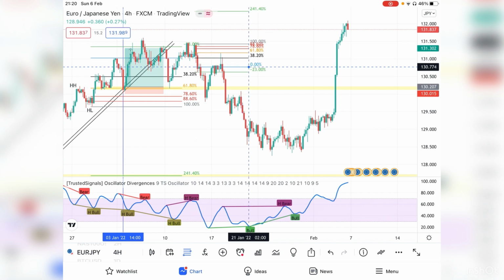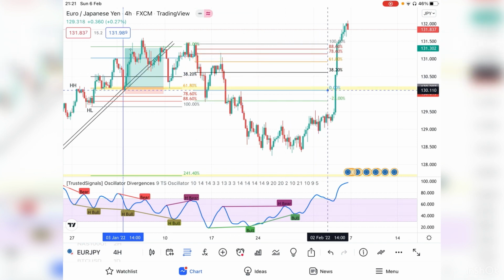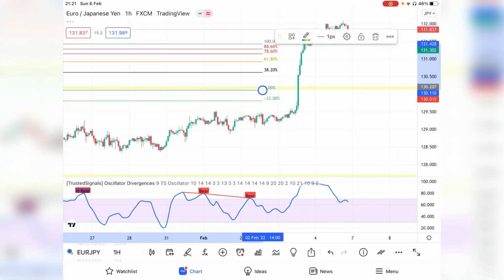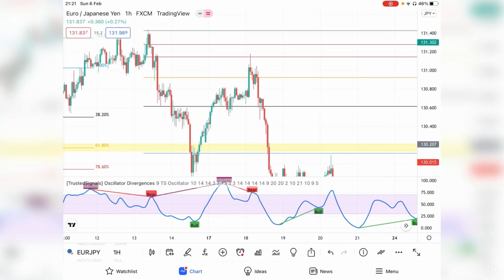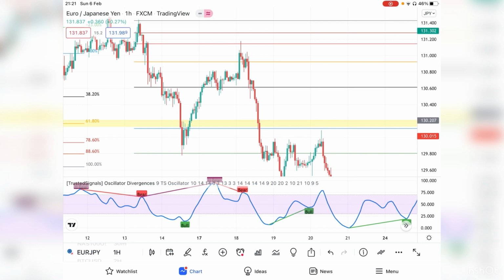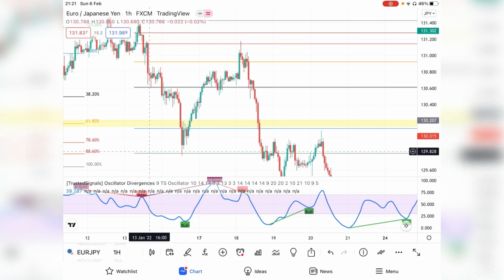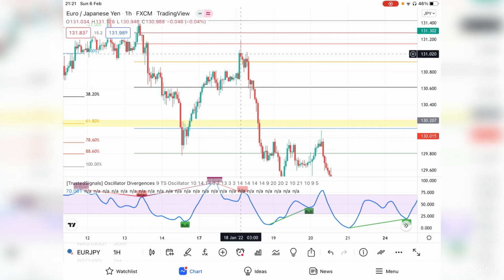Let me show you. Let me see if I'm wrong. Yeah, more 78.6 to 61.8, so still would have been really good. Then what you would have wanted to do is scale down to the H1 and see what price does. Exactly. Look at this. So look, check out the trusted signal oscillator. Boom. Hidden bearish divergence. We get this pin bar-ish candle, so you could have entered right here.